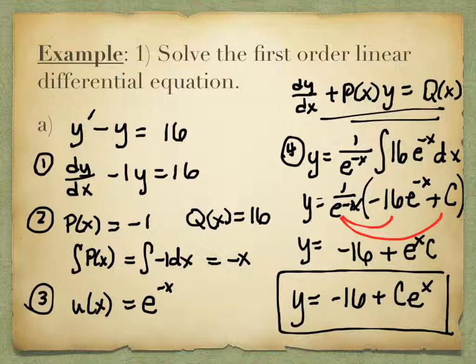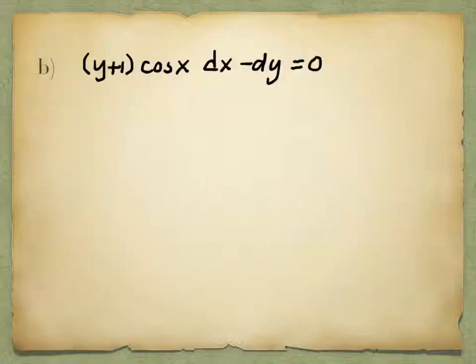Okay? It's not so bad, right? I mean, we had a pretty clean one to start with. That p of x and that q of x were awfully friendly. But the process itself works the same way no matter how the problem looks.